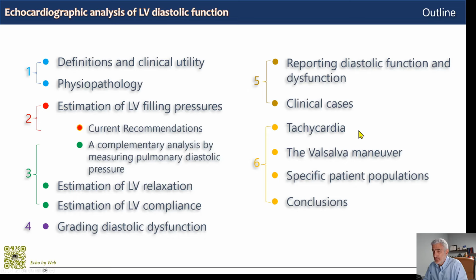In the sixth video, we will address the problem of sinus tachycardia and how to solve it, so to perform the analysis also with a fast heart rate. Then we will look at how and why to perform the Valsalva maneuver. We will look at specific patient populations and see the conclusions.